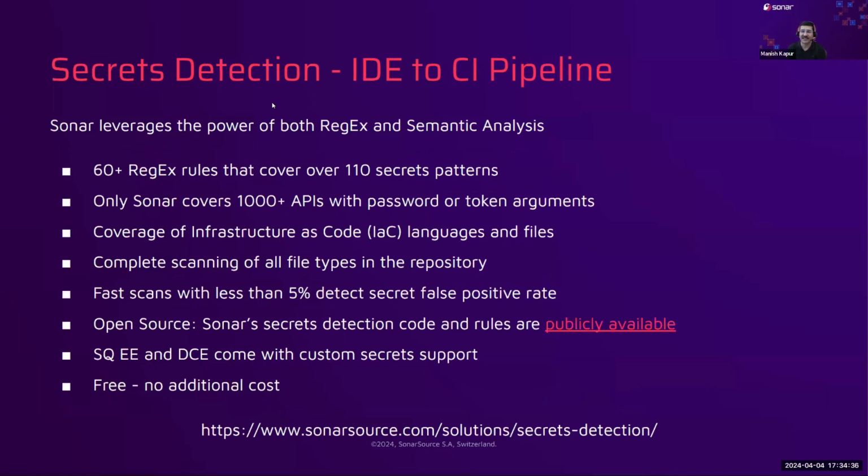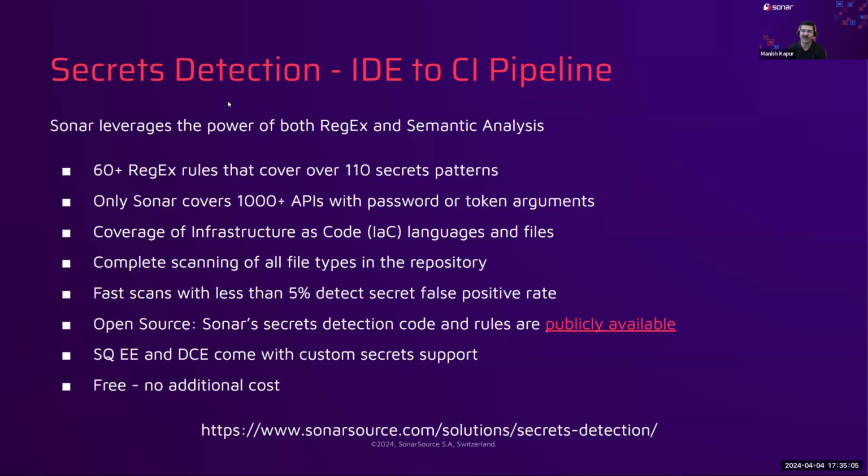So secrets detection, right? Secrets detection can be easily done in the CI pipeline. What value Sonar brings to the table is that we can start detecting it as soon as you start writing code in your IDE. And if you are in connected mode, that makes it much more powerful than being a standalone IDE SonarLint plugin, right? And I'll explain why that is the case. So in SonarLint, as you write your code, we can detect secrets right away.